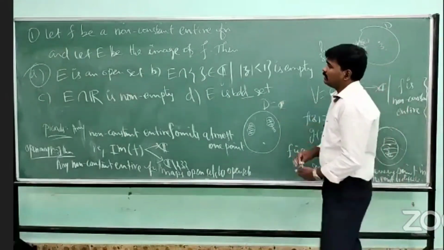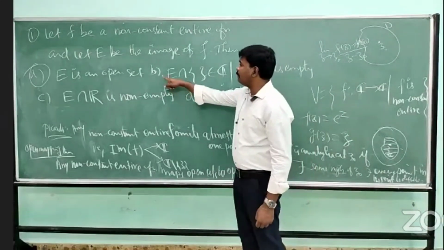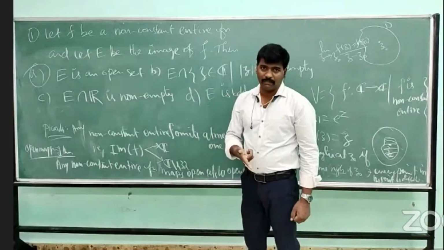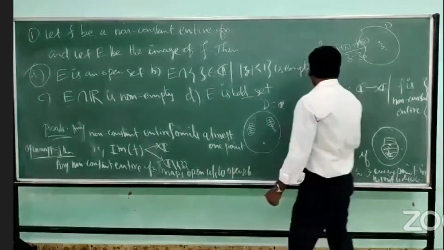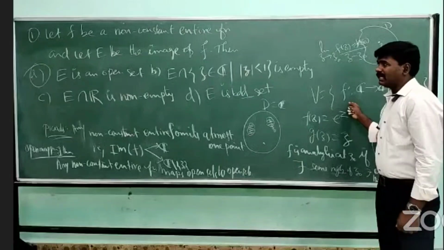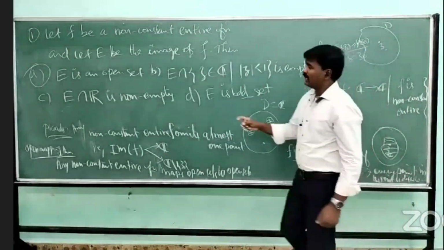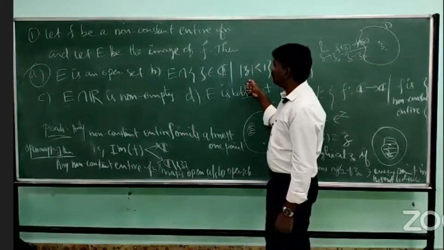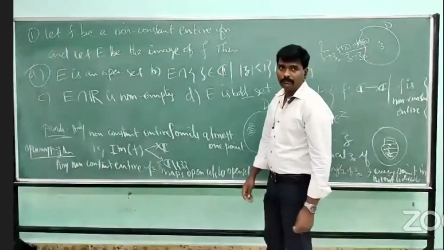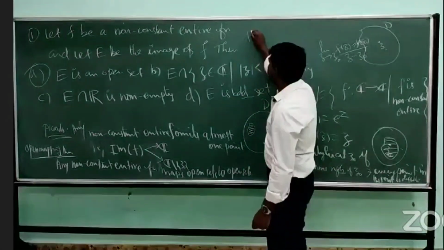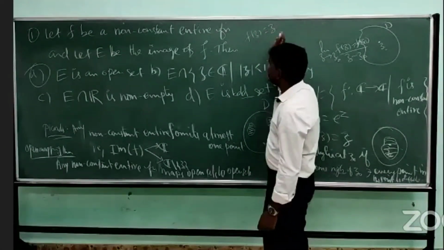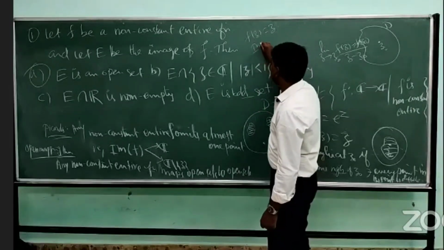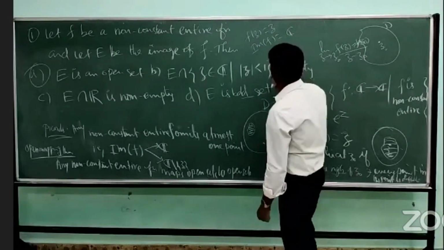Suppose option B fails, you have to give one counterexample. A counterexample means you have to find some non-constant function whose image intersection with this is non-empty; then this option is wrong. f of z equal to z is the identity function, a non-constant entire function whose range set, the image of f, equals the whole complex plane.